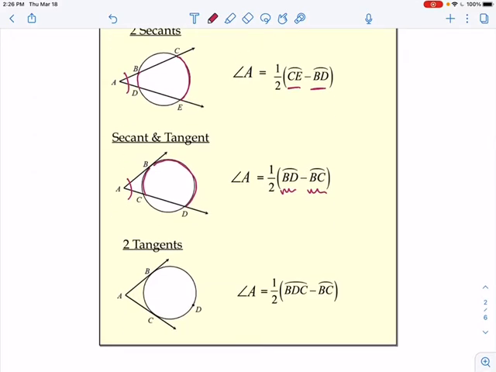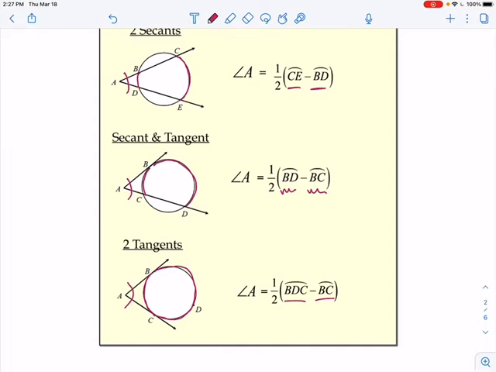For two tangents, again, the two arcs that it intercepts are the little arc BC, the minor arc BC, and then the major arc BDC. And again, the bigger one there is the major arc, so it's going to be arc BDC minus arc BC. And then once you subtract, you'll take 1/2 of that, and that will give you the measure of angle A on the outside.